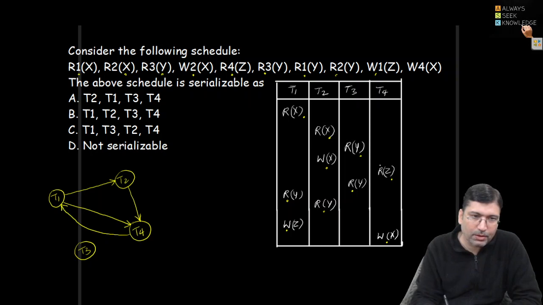And when you are drawing T4 to T1, that means there is a cycle. So once the cycle comes, then you can say it is not serializable. The answer will be D. Right?